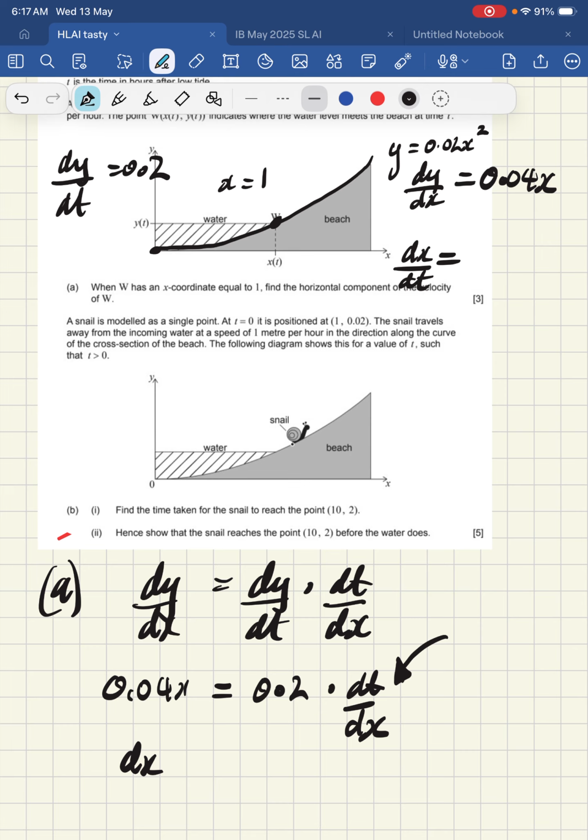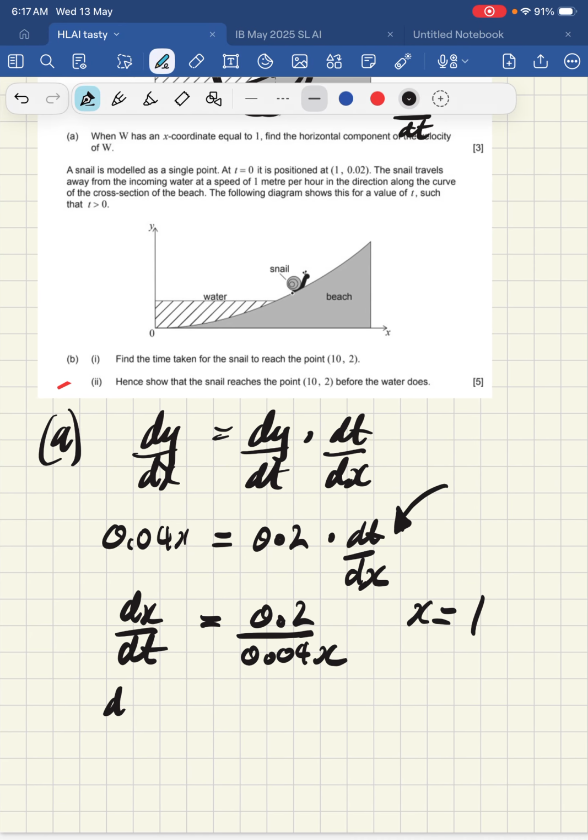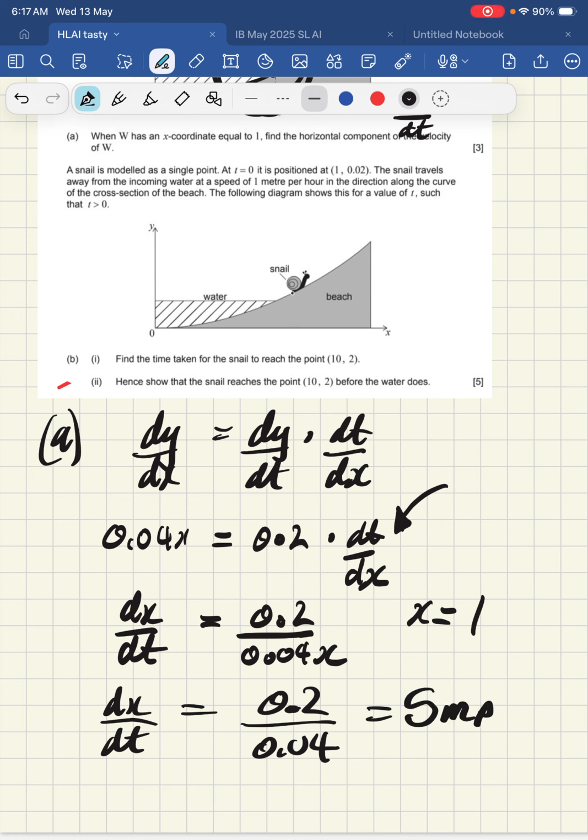When you get to university, your university professors will tell you that was naughty, but it's okay at our level. So I think we've got dx by dt, if we cross divide, is 0.2 divided by 0.04x. But we're subbing in x equals 1, right? Because that was the information it gave us for the water. And so when we sub in, I think we get a nice clean answer: 0.2 over 0.04, and that is indeed 5 meters per hour. So the speed is 5 meters per hour in the horizontal direction.